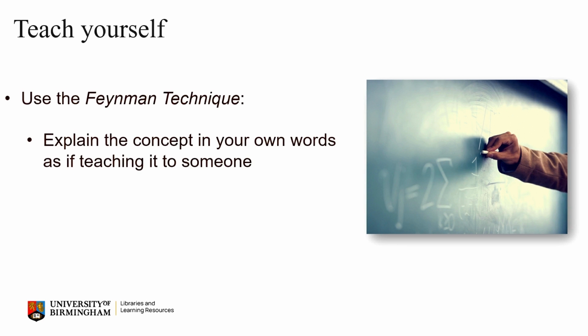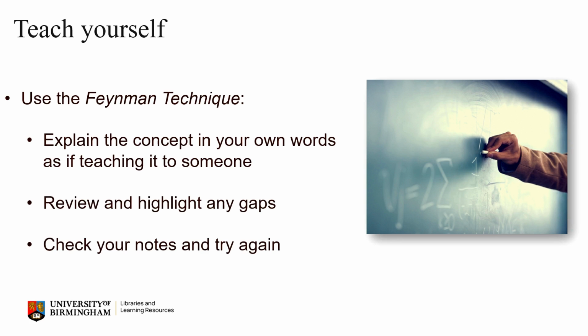Another very good way to revise is to try and teach yourself, or others, the information you're trying to learn. The Feynman technique involves explaining or writing down the concept you're trying to learn in your own words, as if teaching it to someone else. You then review your explanation, looking out for any gaps, and then check your notes to help fill those gaps before trying again.